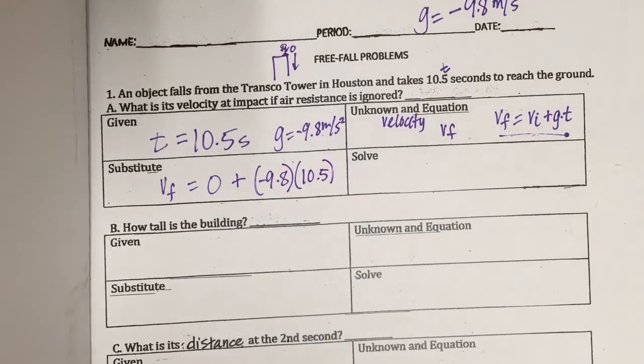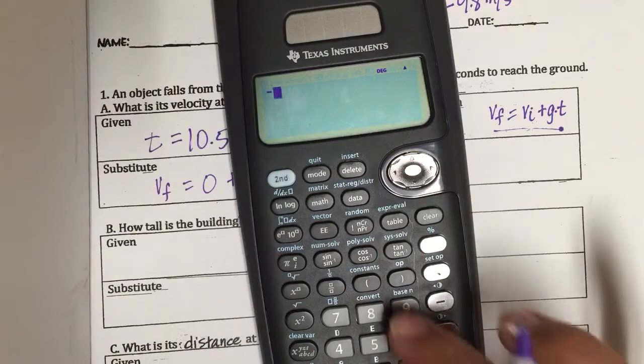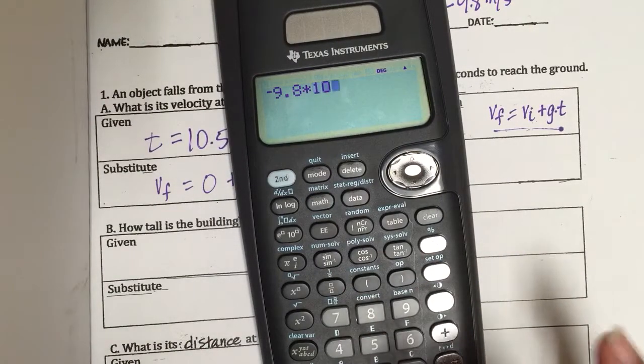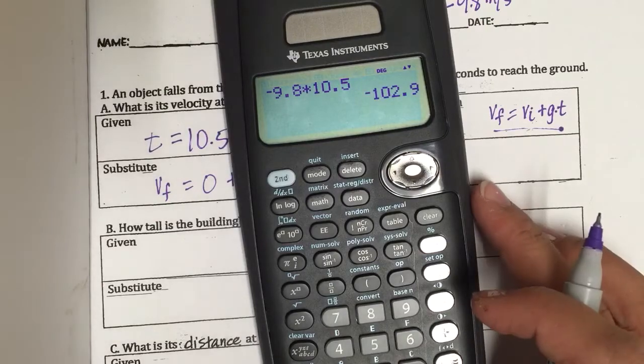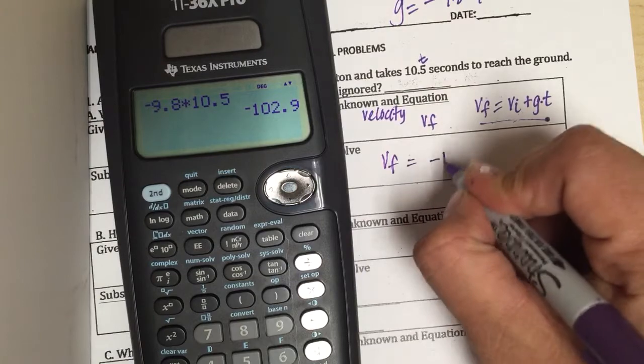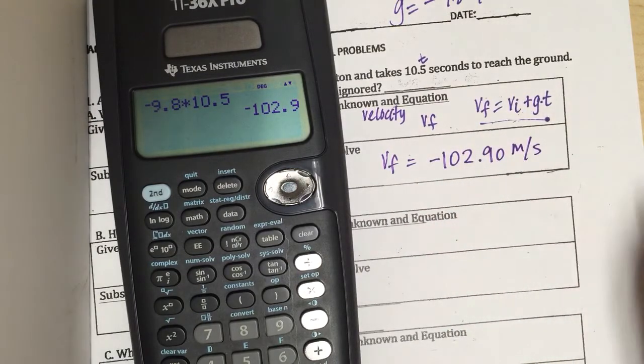When you multiply the two numbers together and add them to 0 in your calculator, you have negative 9.8 times 10.5. You will get negative 102.9. So then your final velocity in this case will be negative 102.90 meters per second. And that's it.